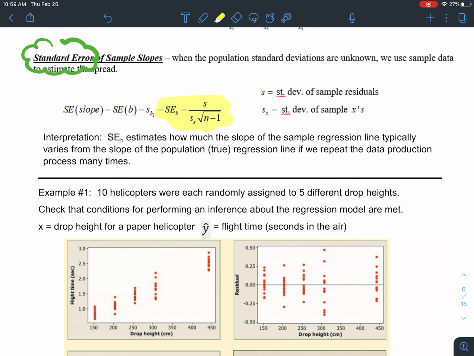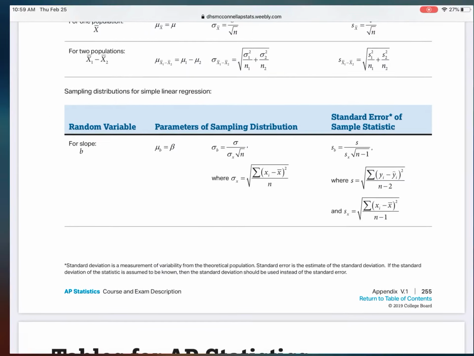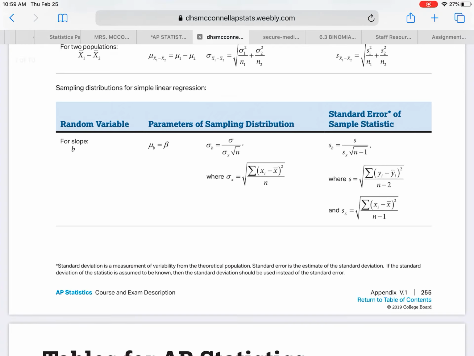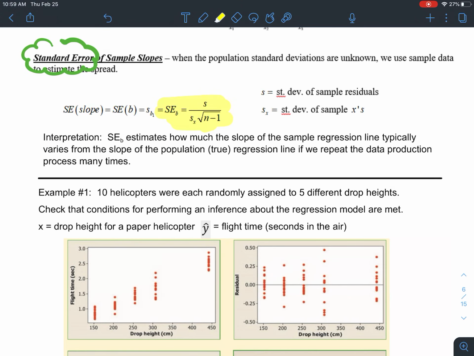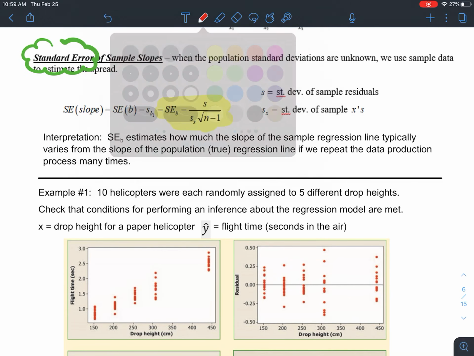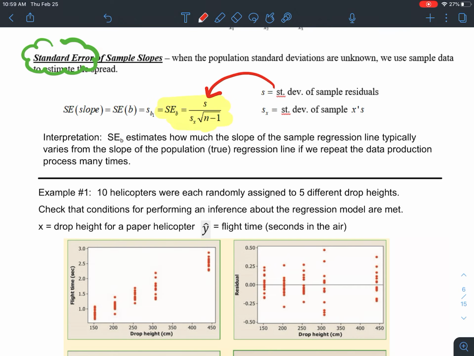This formula is actually on your formula sheet, and I'm just going to show you where this is at on the formula sheet. You can see I pulled up this row here. If you look all the way to the right, see that S sub b? The top you have an S, the bottom you have an S sub x, and then it's square root of n minus 1. So again, the numerator represents the standard deviation of the residuals. The denominator, S sub x, is the standard deviation of the x coordinates.